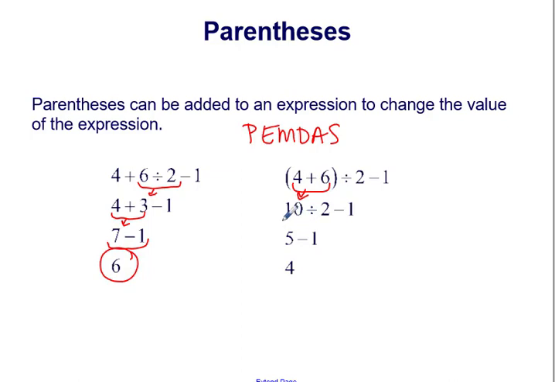Then we do our division of 10 divided by 2 equals 5. And finally, our subtraction of 5 minus 1 gives us a value of 4. And 6 is not equal to 4. The values are different. We've changed the value of the expression just by adding in the parentheses.